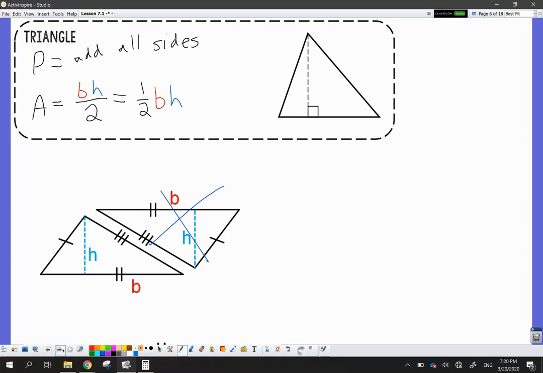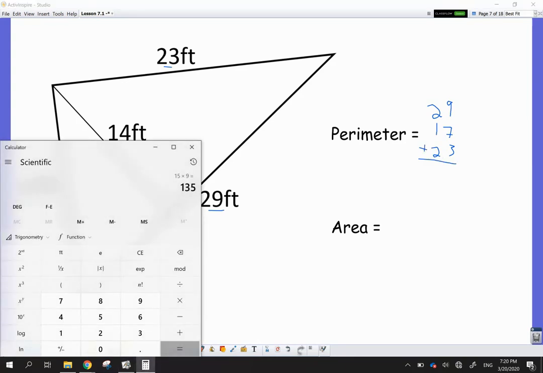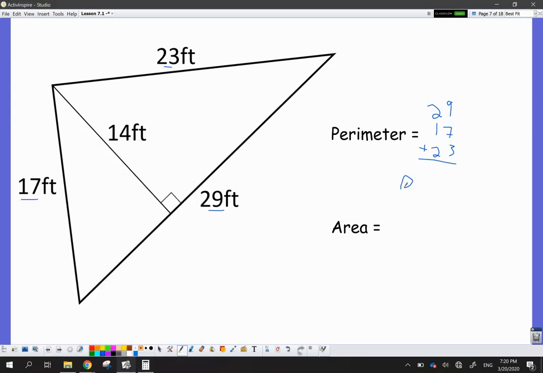All right, so let's go through an example here. Now for the perimeter, like I said, we need to add all of the sides together. So I've got 23 up here, I've got 17 here, and I got 29 here. So for perimeter, I'm just going to add all those up. So I have 29 plus 17 plus 23. I'm not good enough to do all this in my head, so I'm going to pull up my calculator. 29 plus 17 plus 23 gives me 69. So my perimeter is 69, and my units here are feet, so 69 feet.